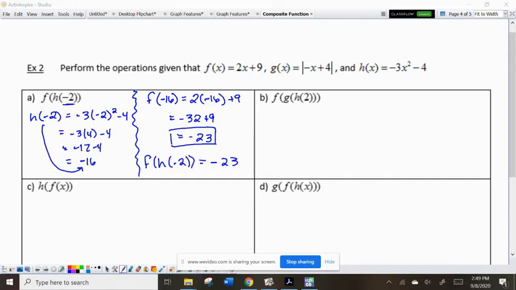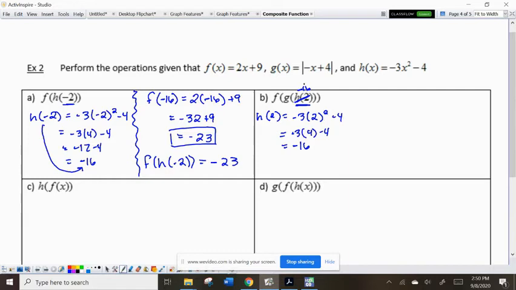A triple. So we're going to have to do the plugging in 3 times. We start with the innermost. So I'm going to do h of 2 first. Plug 2 into the h function. You don't need to see that again. We'll just simplify. When we simplify, we get -3 times 4 minus 4, which gives us -16. So this is the same as -16.